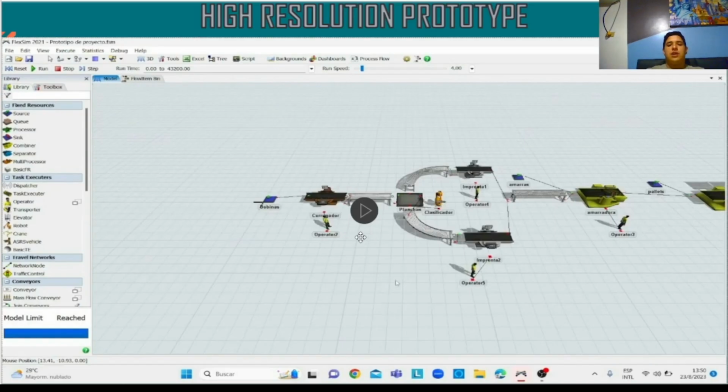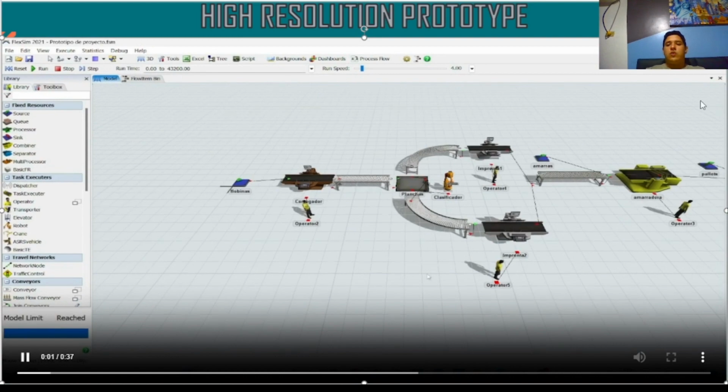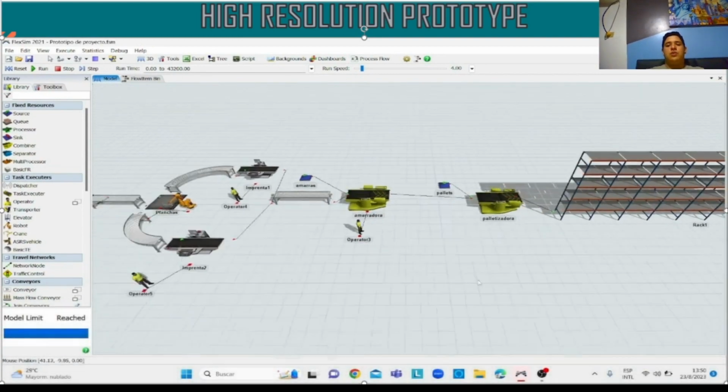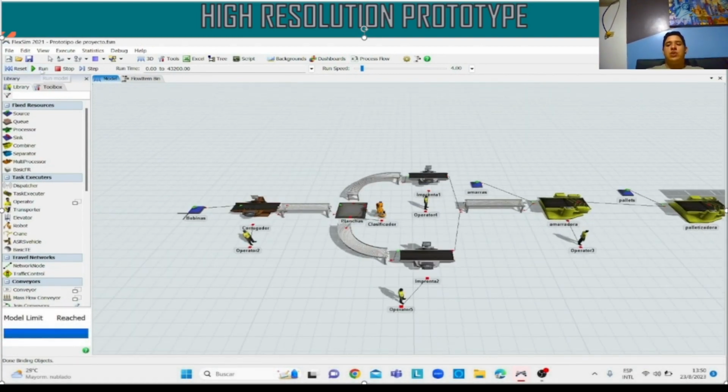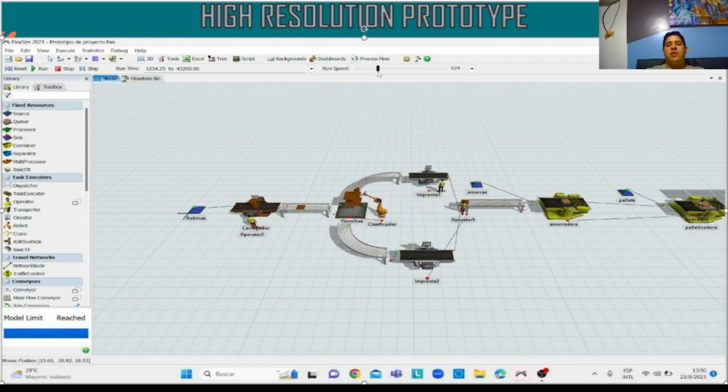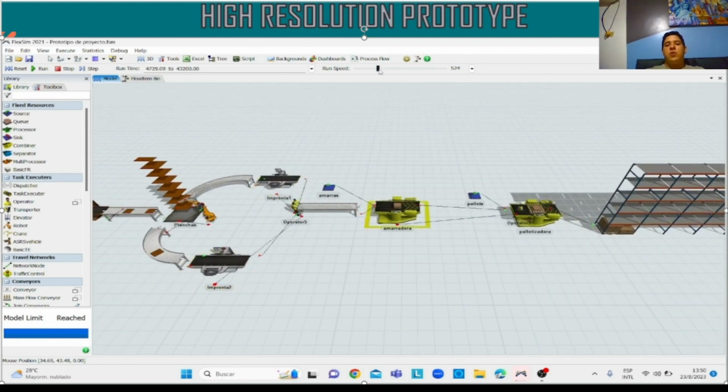Hi, I'm Alex Mata, and I will talk about the high-resolution prototype. So, to create a high-resolution prototype of our proposed solution, we employ the software FlexSim. As can be seen in the simulation, we position each of the machines that make up the plant. This includes the corrugator, the conveyors, the robotic arm, the printing presses, the strapping machine, the palletizer, and the final rack. And we also include the operators who will work on these machines.